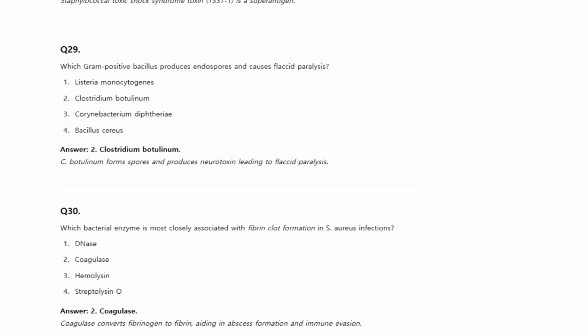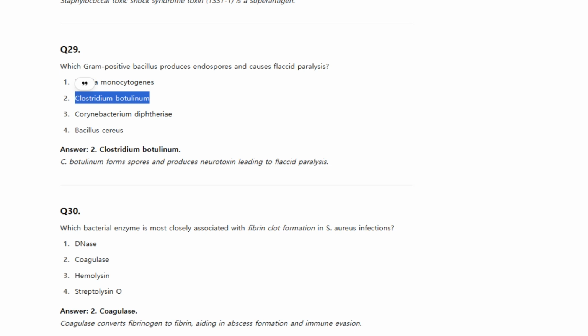Q29. Which gram-positive bacillus produces endospores and causes flaccid paralysis? 1. Listeria monocytogenes. 2. Clostridium botulinum. 3. Corynebacterium diphtheriae. 4. Bacillus cereus. Answer 2. Clostridium botulinum. C. botulinum forms spores and produces neurotoxin, leading to flaccid paralysis.